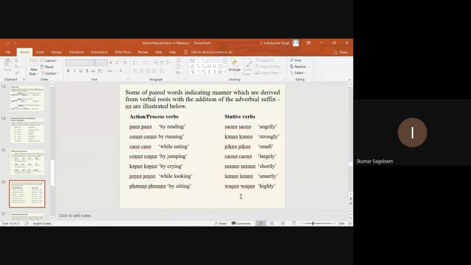These are some verbal reduplications derived from state verbs, action verbs, and process verbs. Whenever they occur, they always modify the main verb which follows them. For example, pana pana chungkre, he has gone to sleep while reading, and sauna sauna sakre, he left angrily. Many such examples are given below.